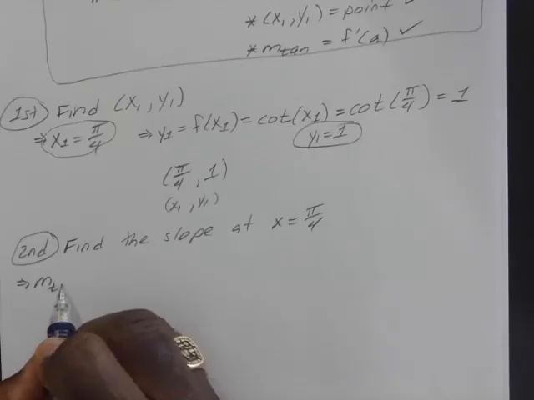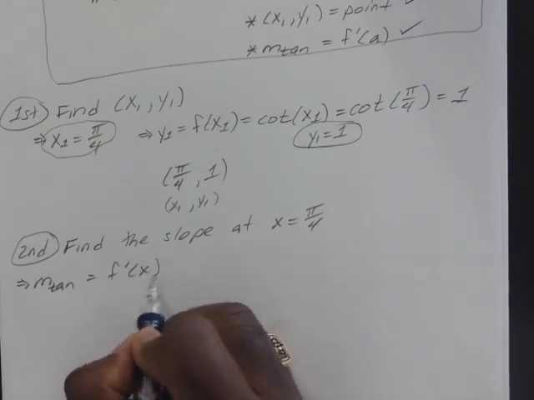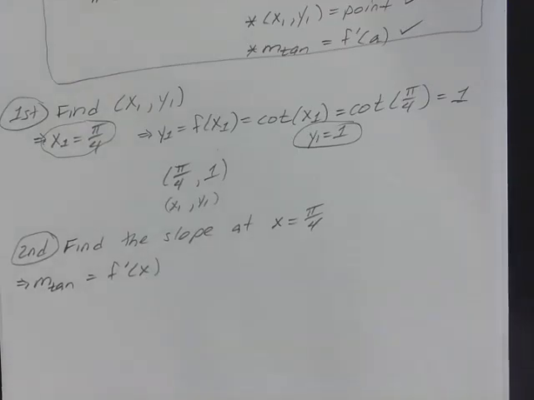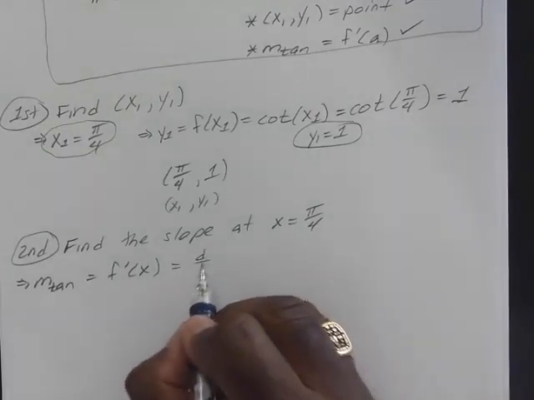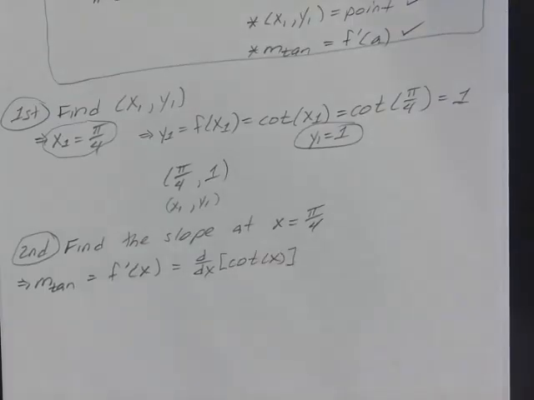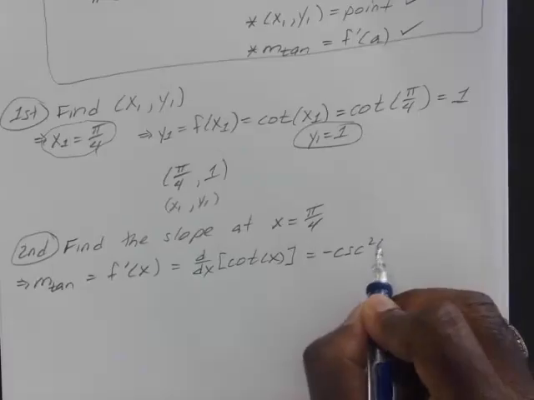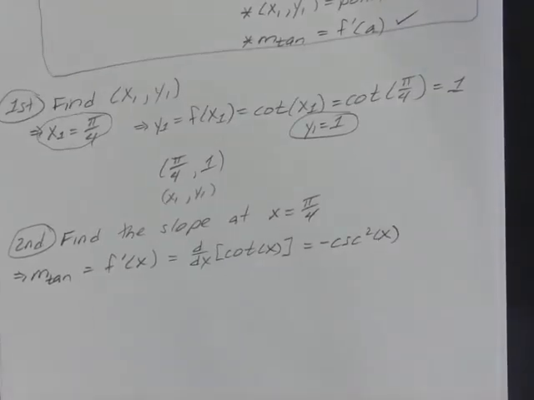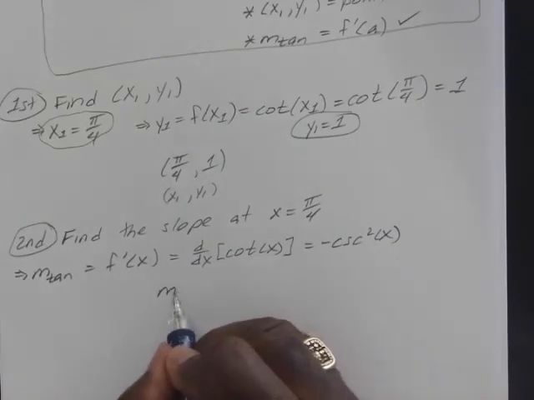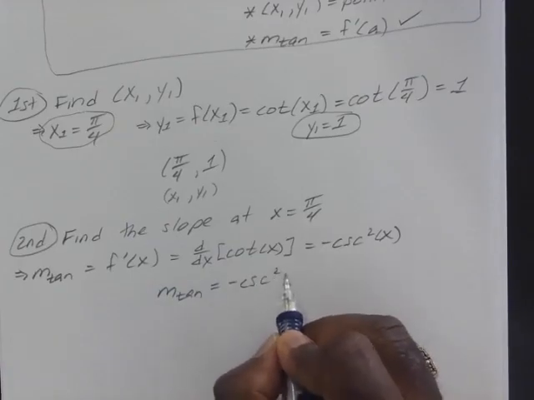Okay, well, the slope of our tangent line is just our first derivative, which is the derivative of our cotangent of x. And we know the derivative of cotangent is negative cosecant squared. So we know our slope of the tangent line is negative cosecant squared.